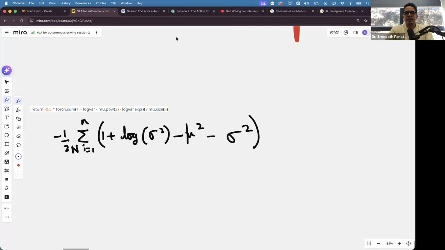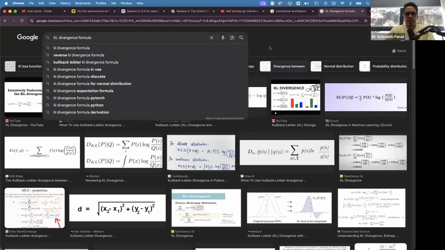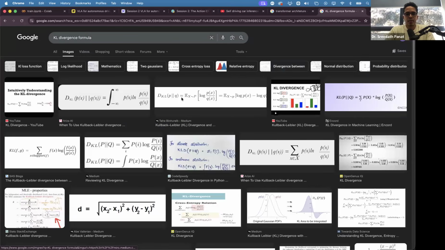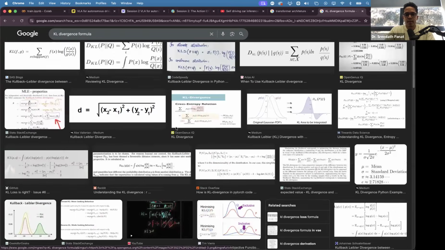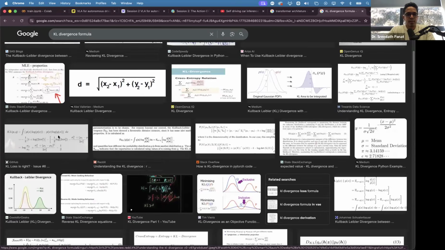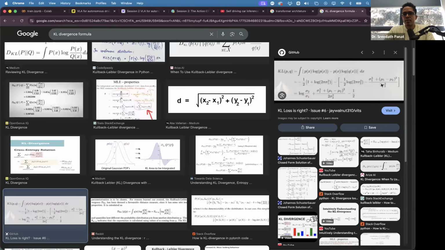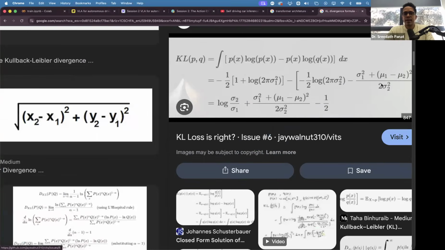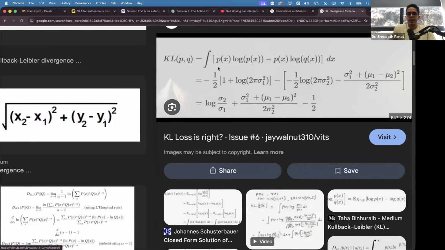Okay, I think if I pick a proper formula, that is better. This is the KL divergence formula. Instead of this formula, it's better to see something like this. So this is the final KL divergence formula between two distributions. One distribution has a mean of mu1 and standard deviation of sigma1. Another one has mu2 and sigma2.